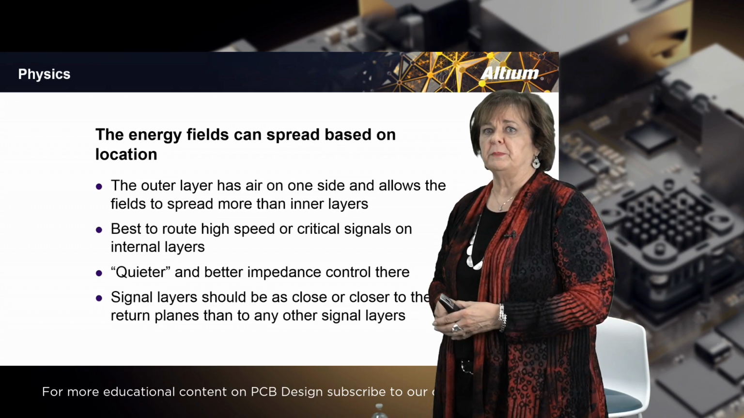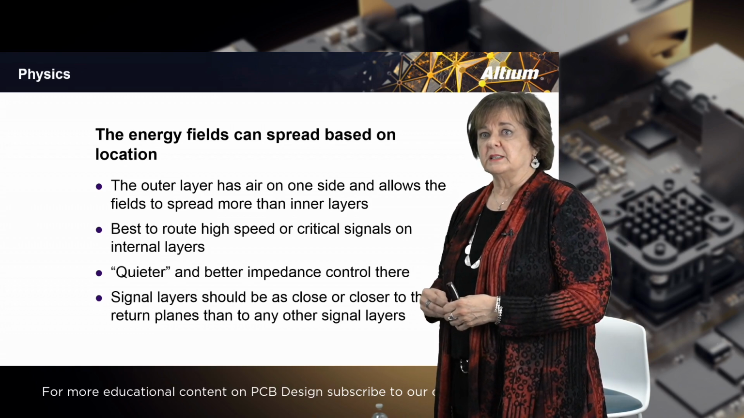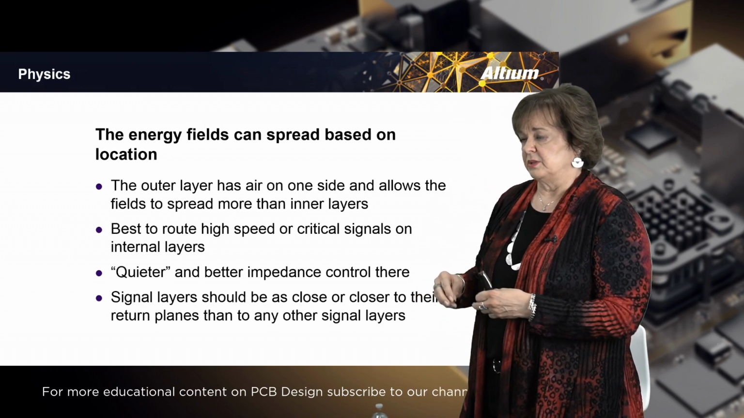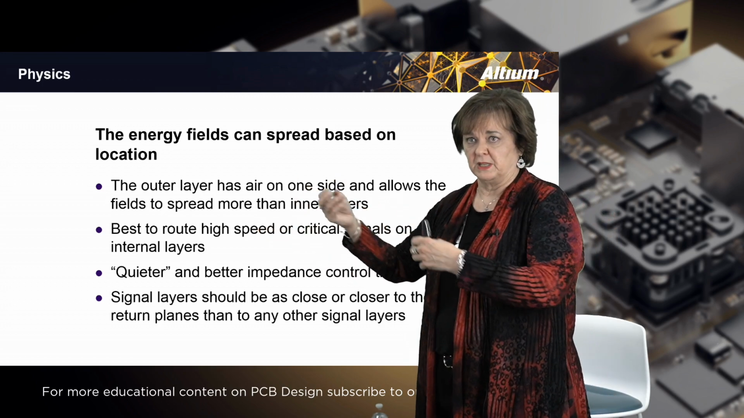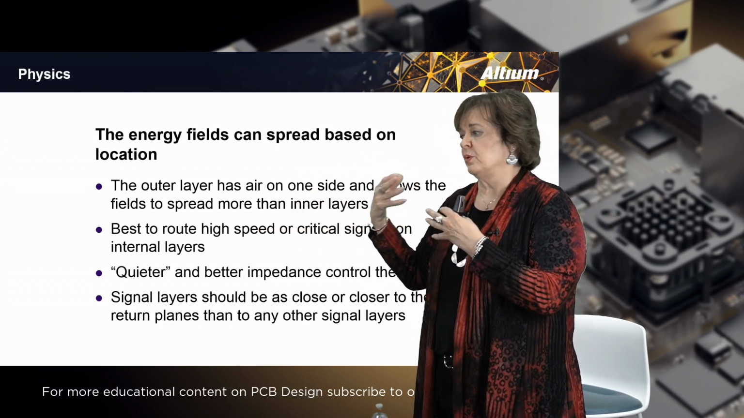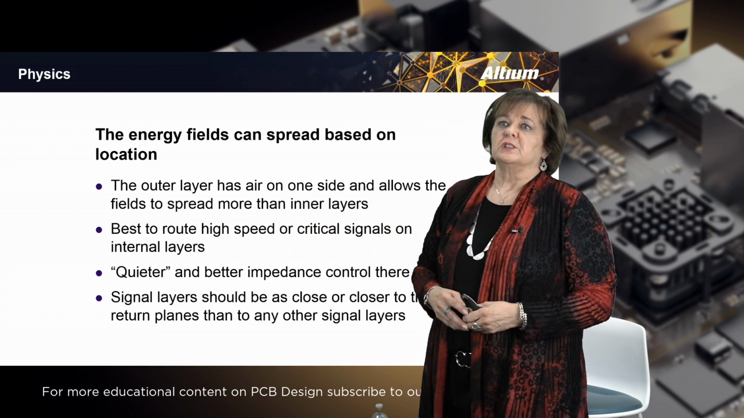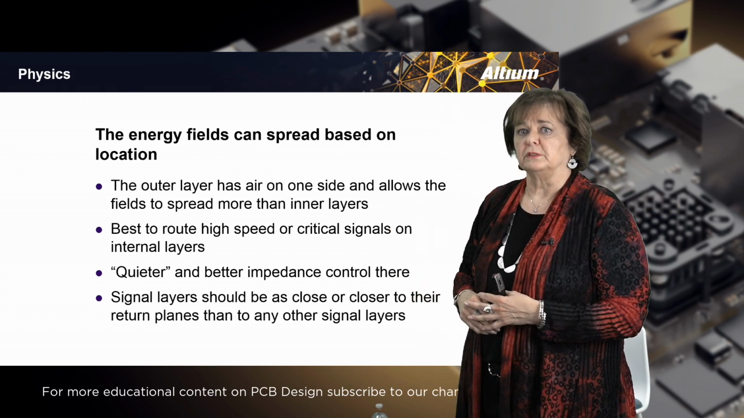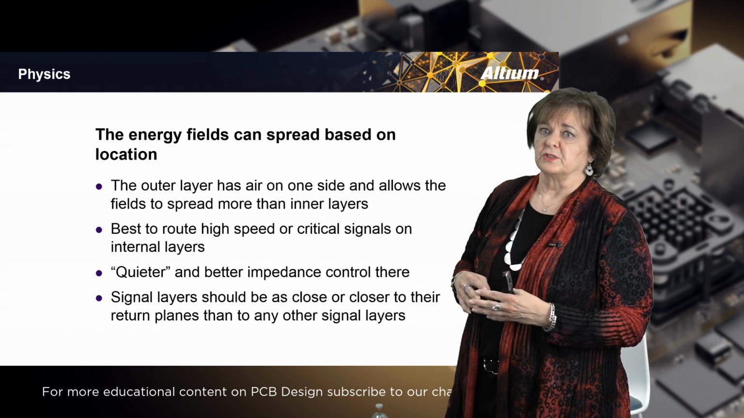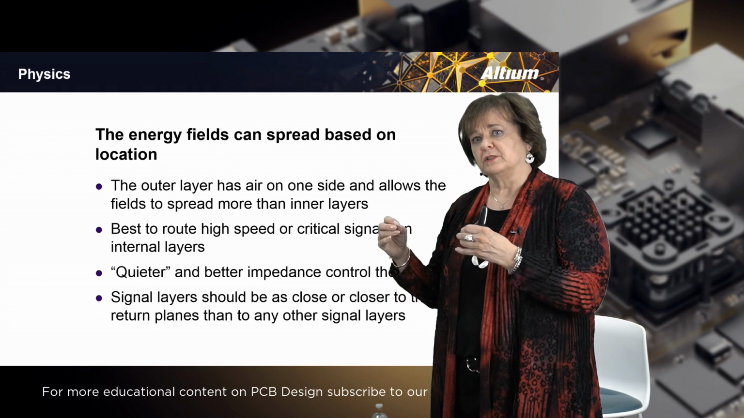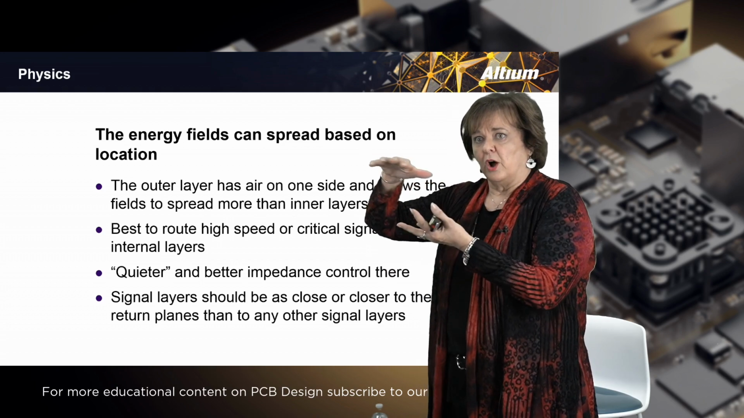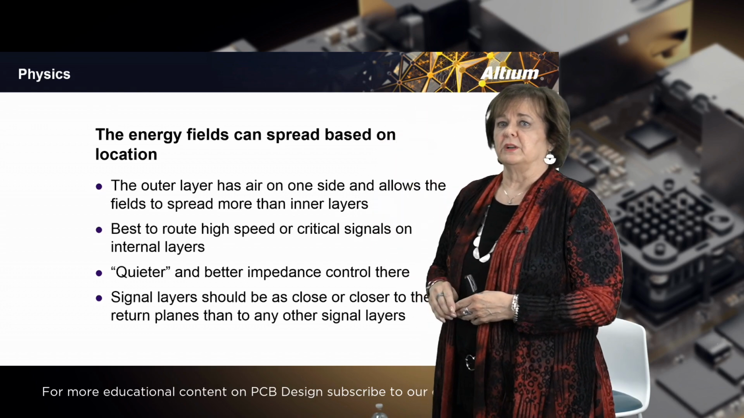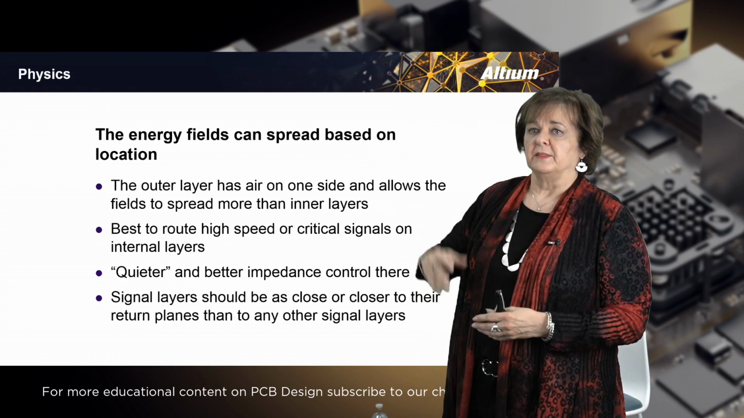The energy fields can spread based on location. The outer layer has air on one side, and that allows the fields to spread more than the inner layers. So we don't like that. It gives more chance of antennas and of noise created to anything that's around it. So we try to keep that very minimized by routing anything critical and anything high speed on the internal layers of the board. It's quieter there because there's better impedance control there, and all of the energy cannot escape out of the plane layers that happen to be on the outer layers of the board or between those layers and the outer layers of the board.